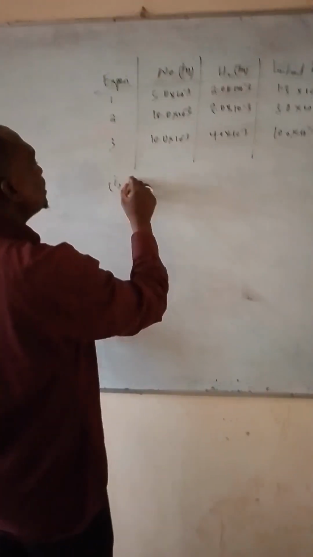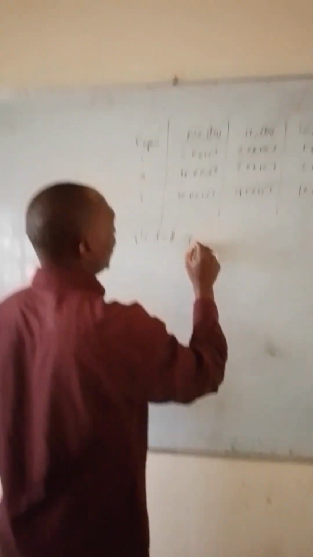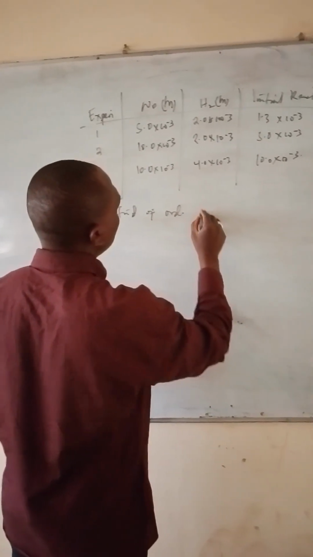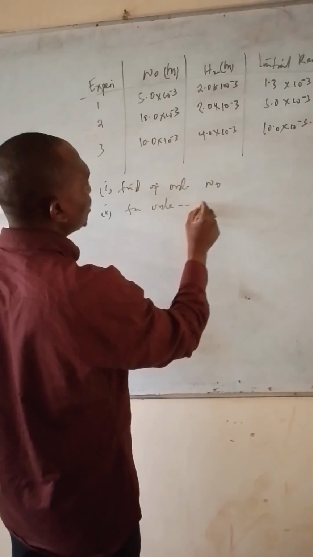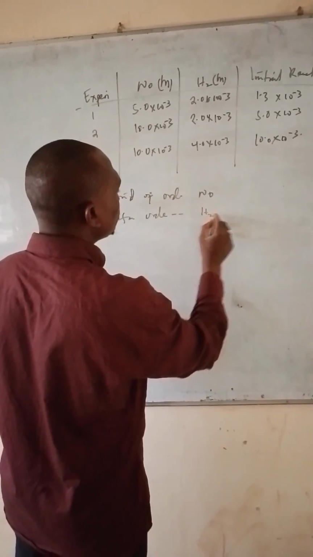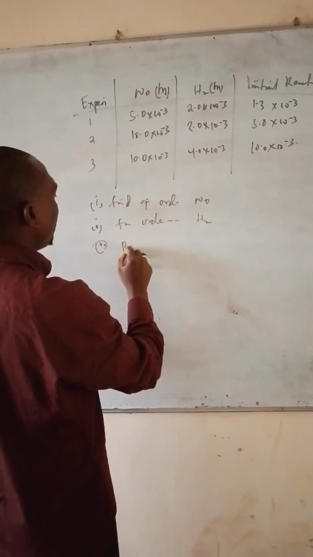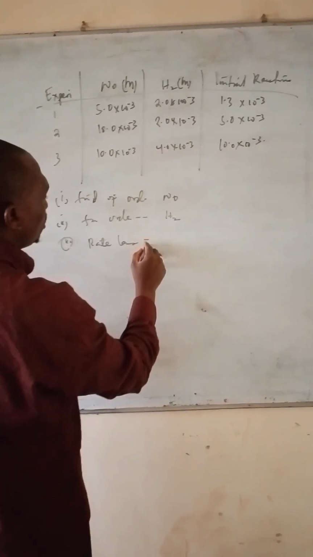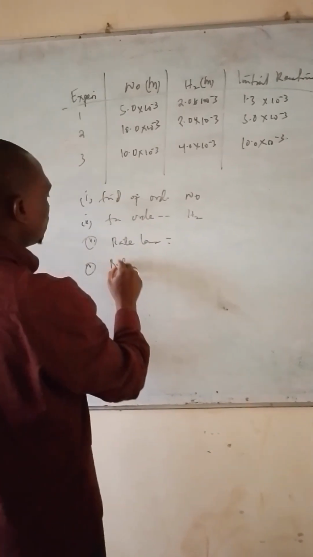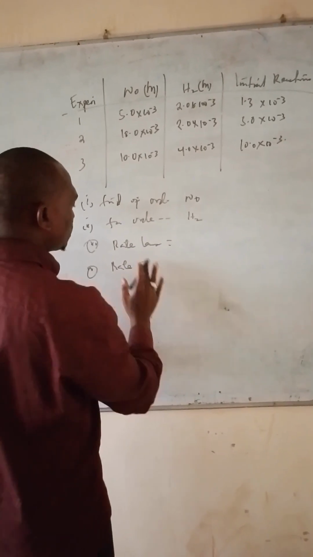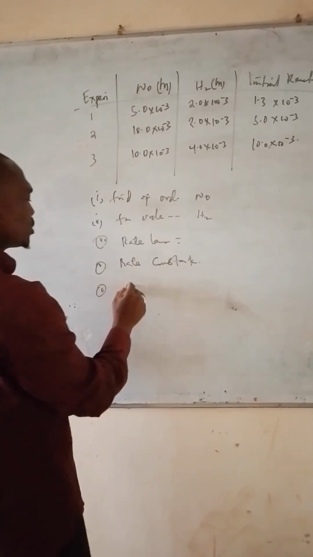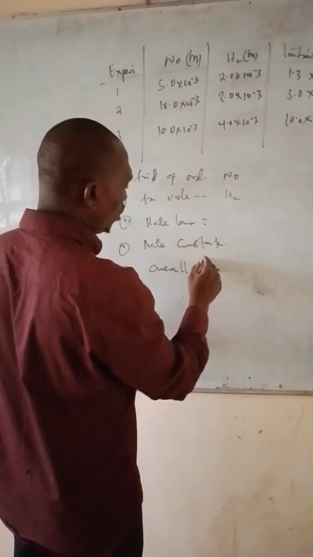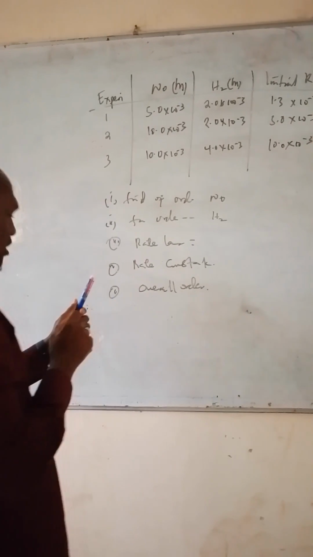So now the questions that will be asked are: number 1, find the order of the reaction with respect to NO. Question 2, find the order of reaction with respect to hydrogen. Question 3, they will ask you to find the rate law. And lastly, they will ask you to find the rate constant, which is the K. Also, they can ask you to calculate the overall order. And to solve a question like this is very simple.